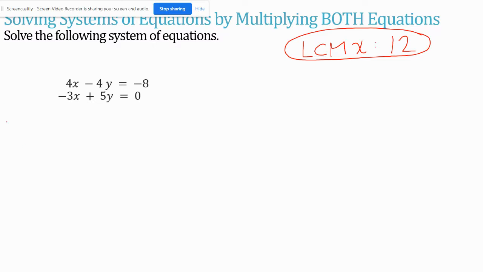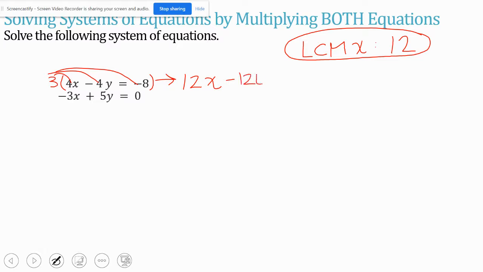So one has to be positive, one has to be negative. So I ask myself the question, what do I have to multiply 4x by to make that a 12x? So what you really do in your head, the mental math, is 12 divided by 4. And that's going to give us 3. So I'm going to multiply this first equation by 3. So I'm going to do that real quick before I focus on the second one. So I'm multiplying everything in this first equation by 3. I'm going to get 12x minus 12y equals -24.